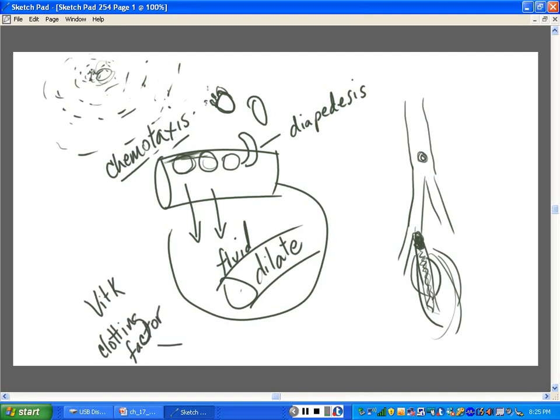Do you know where vitamin K comes from? The bacteria in your colon make it for you. Without bacteria, we do not produce this clotting factor. We need them. One reason that antibiotics aren't always so good for you is they wipe out your normal flora, which makes a clotting factor right here. Vitamin K.